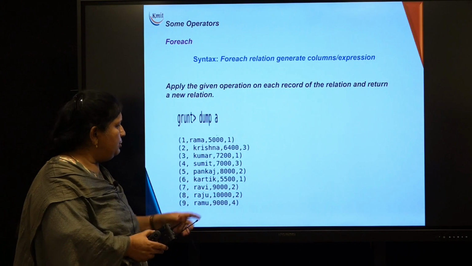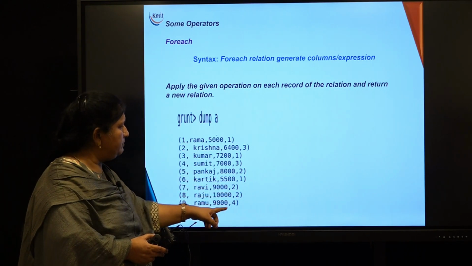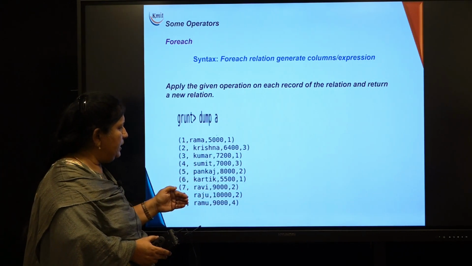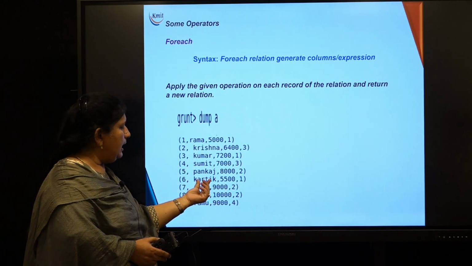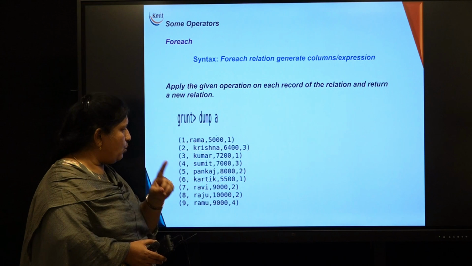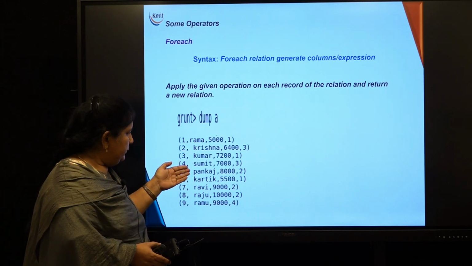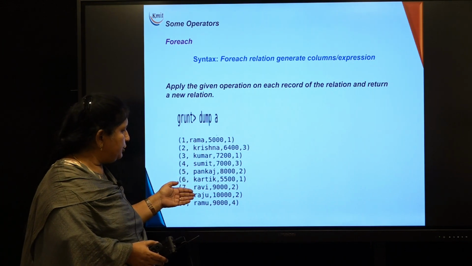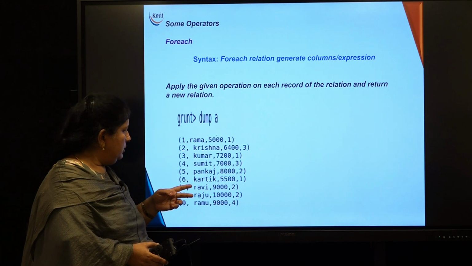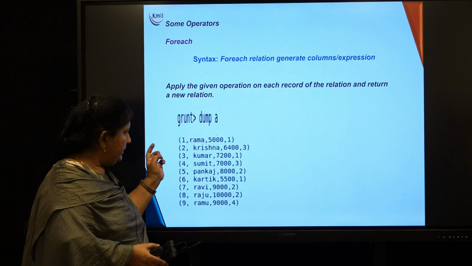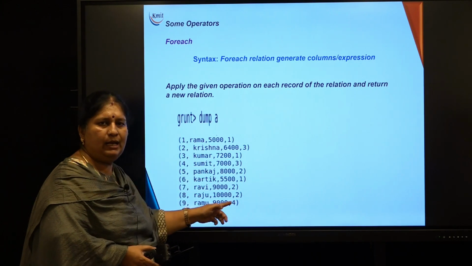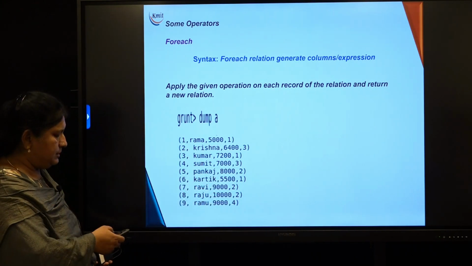If I want to group my employees based on department number, which employees will come into a group? Rama, Kumar and Karthik should come into department 1. Pankaj, Ravi and Raju should come into department number 2. Department number 3 has only 2 employees, department 4 only 1 single employee. Let us try to do this.